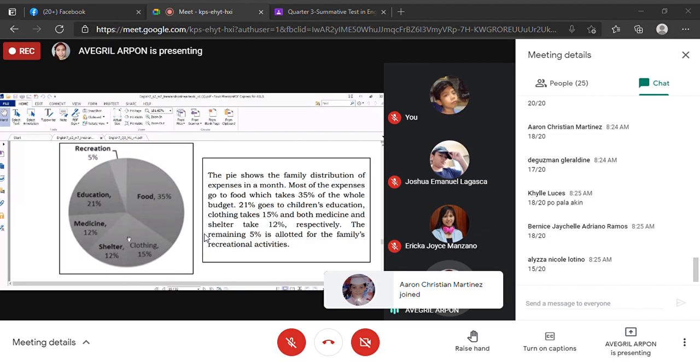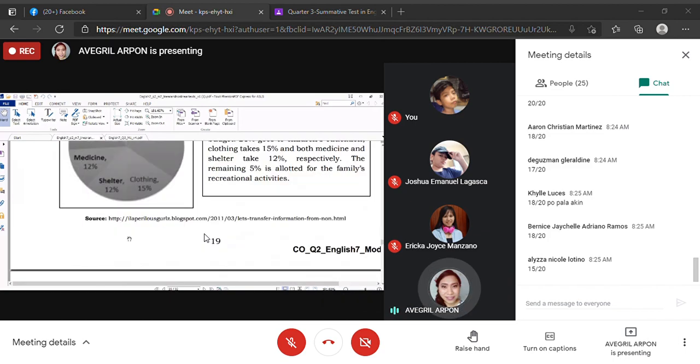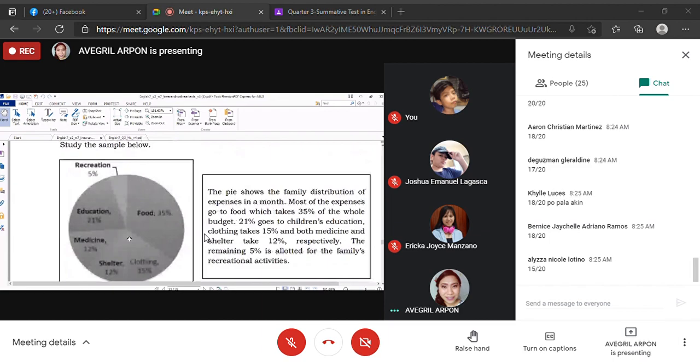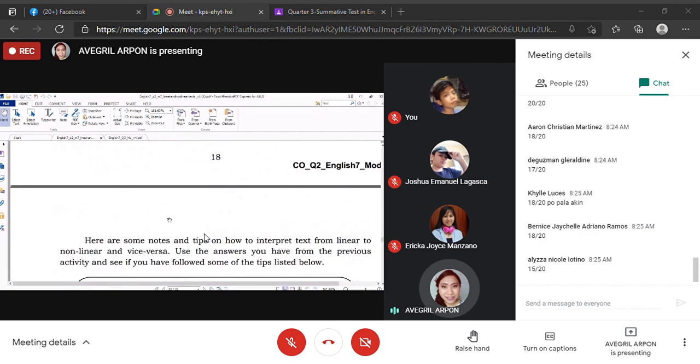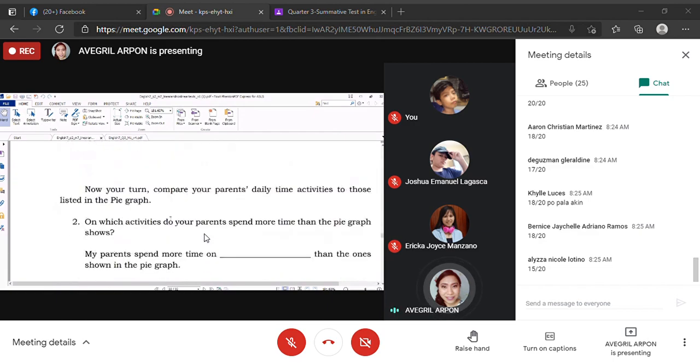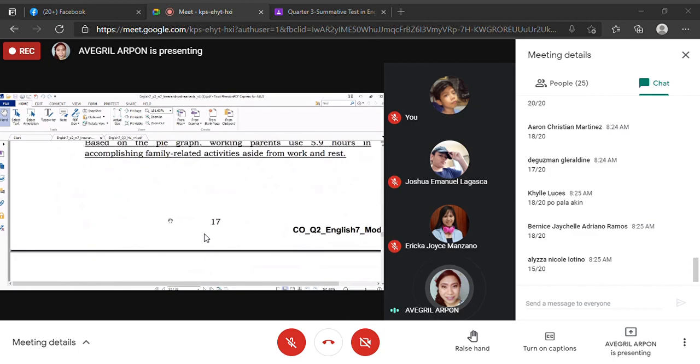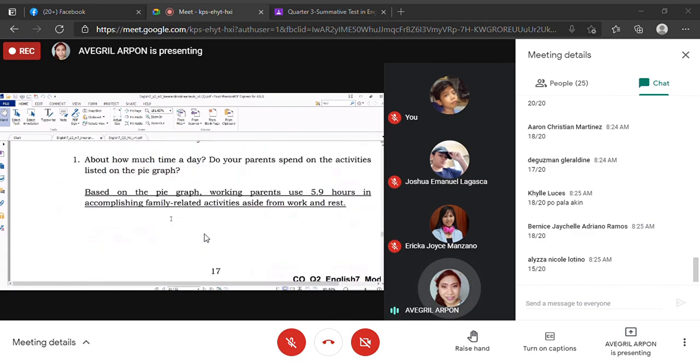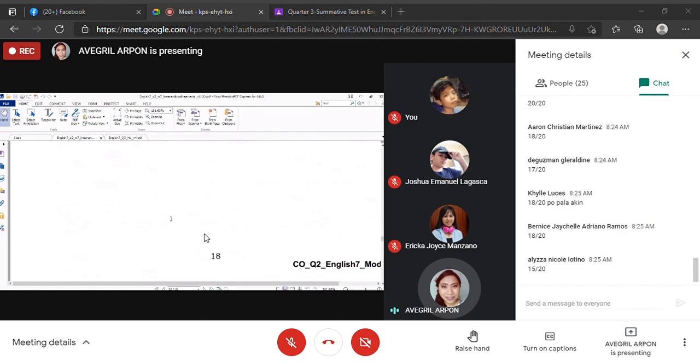So again, we have another example of a pie chart here. Okay, so on that given example, can you now interpret using linear text? Can you please interpret this nonlinear text to linear text? You can also follow the instructions here or the examples that you had in the first activity, in interpreting or transcoding information from nonlinear text.